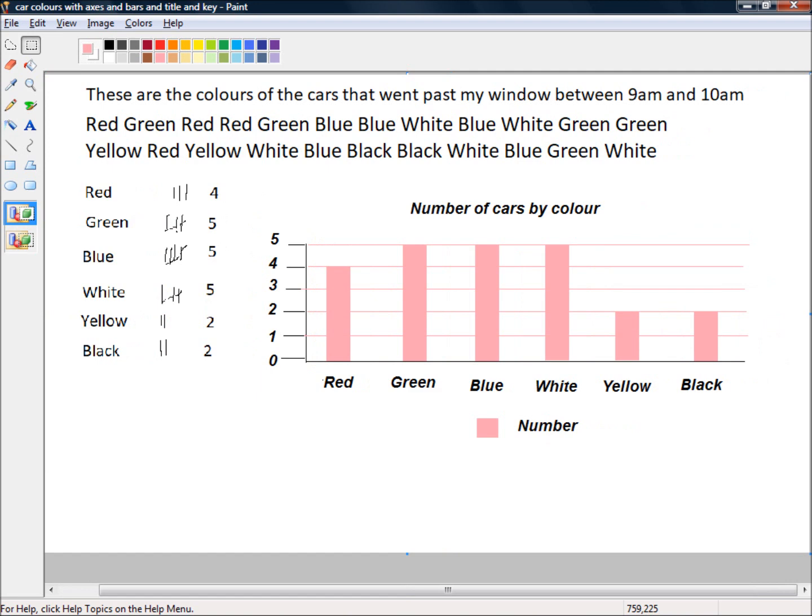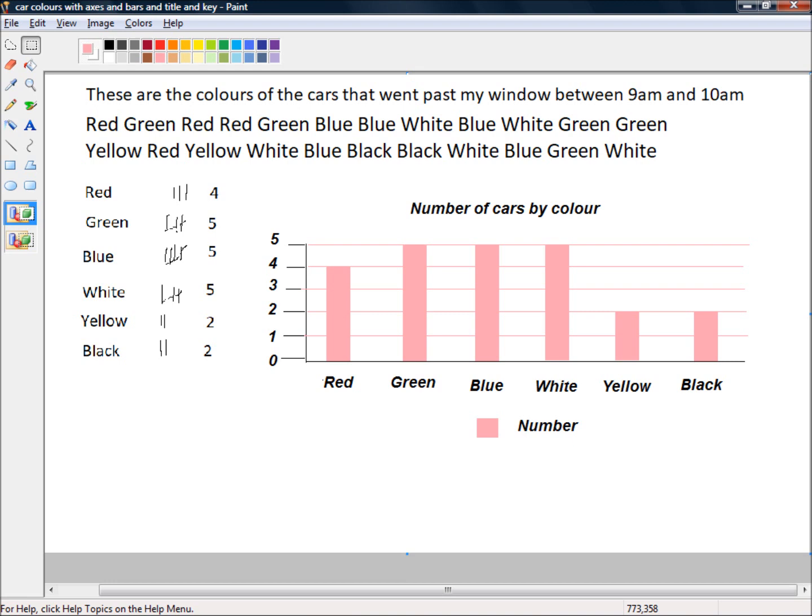And there we have it, a bar chart. This is just the tidied up version of what you've seen me create. But the things to remember with the bar chart is that we need the bars to be roughly evenly spaced, to be roughly the same width. The height of the bar represents the frequency. Don't forget your title and your key, and that's basically all there is to it.